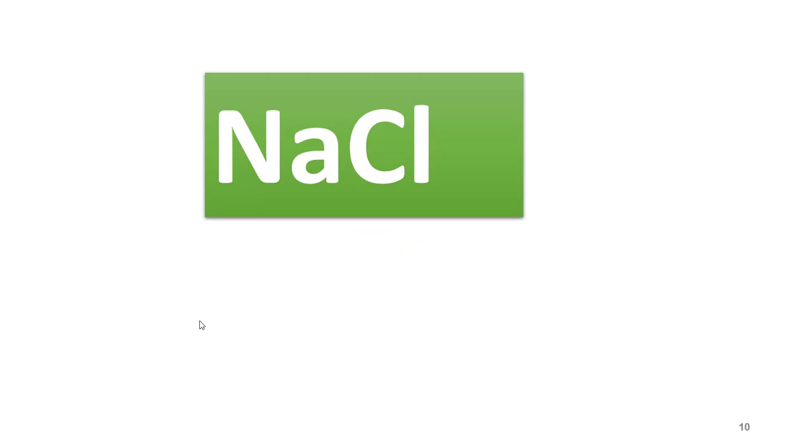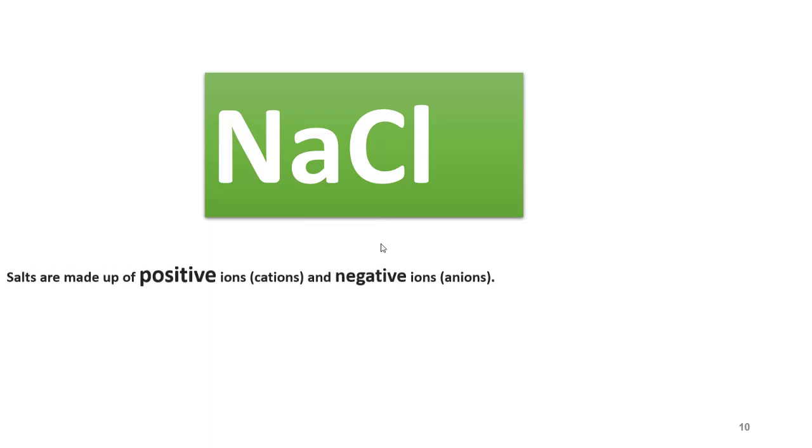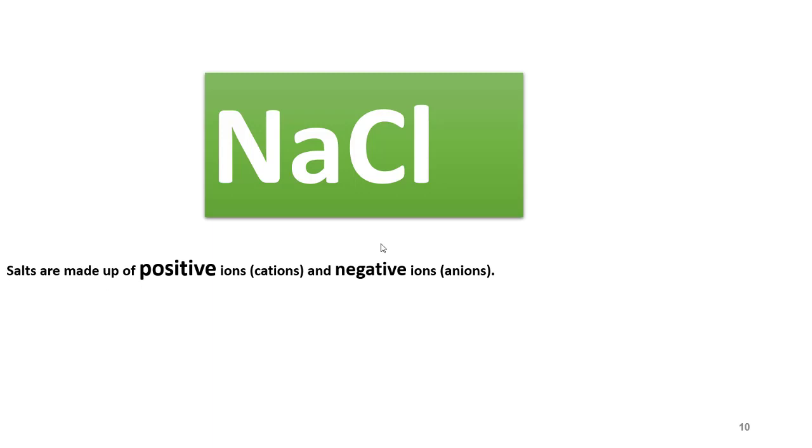You already know the structure of NaCl. You have learned the structure of NaCl in ionic bonding, and you know that sodium carries a positive charge, so it is a cation, and chloride carries a negative charge, so it is an anion. Salts are made up of positive ions, cations, and negative ions, anions.